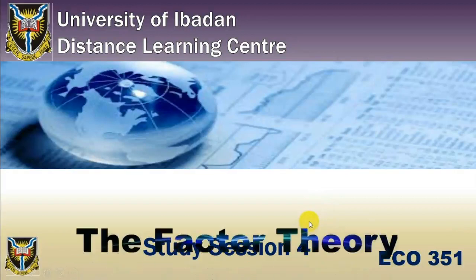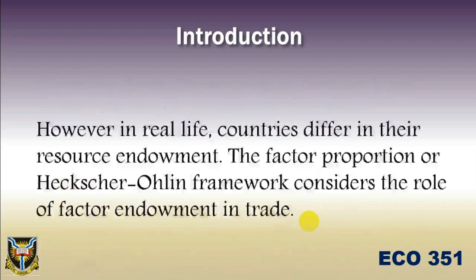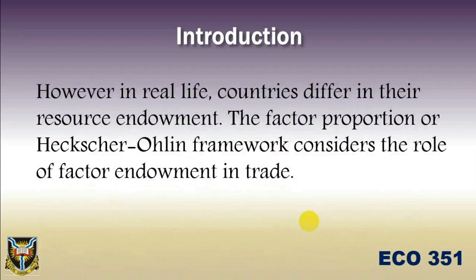The factor proportion theory. Introduction. So far, we have established the fact that differences in productivity and specificity are the basis for trade. Ricardian trade theory tells us that trade will occur if there are differences in labor productivity. This model therefore assumes that countries have the same factor endowment. However, in real life, countries differ in their resource endowment.